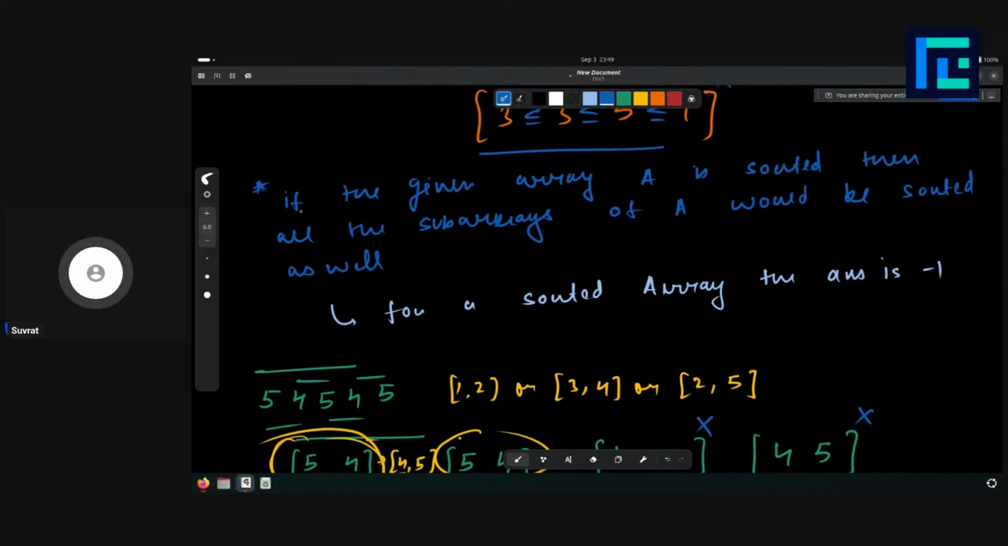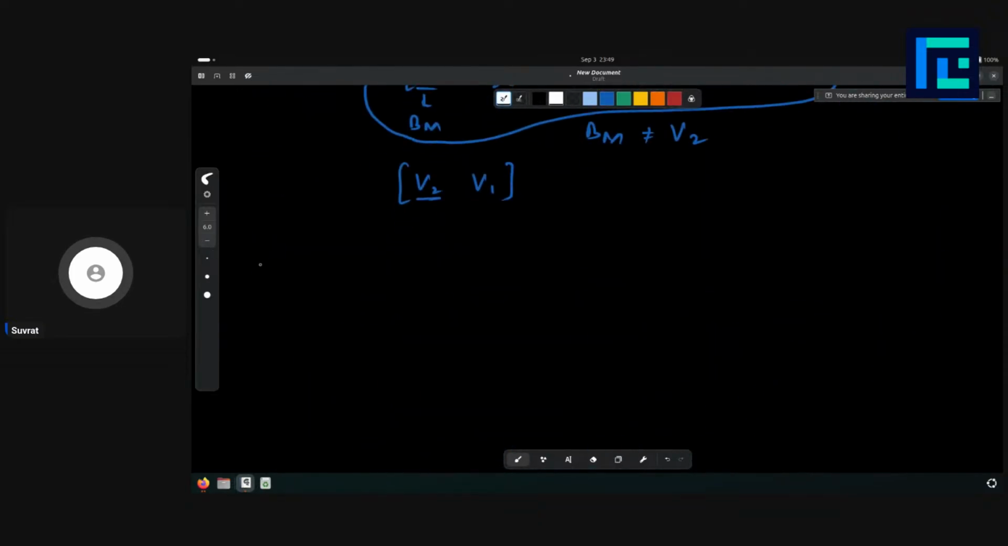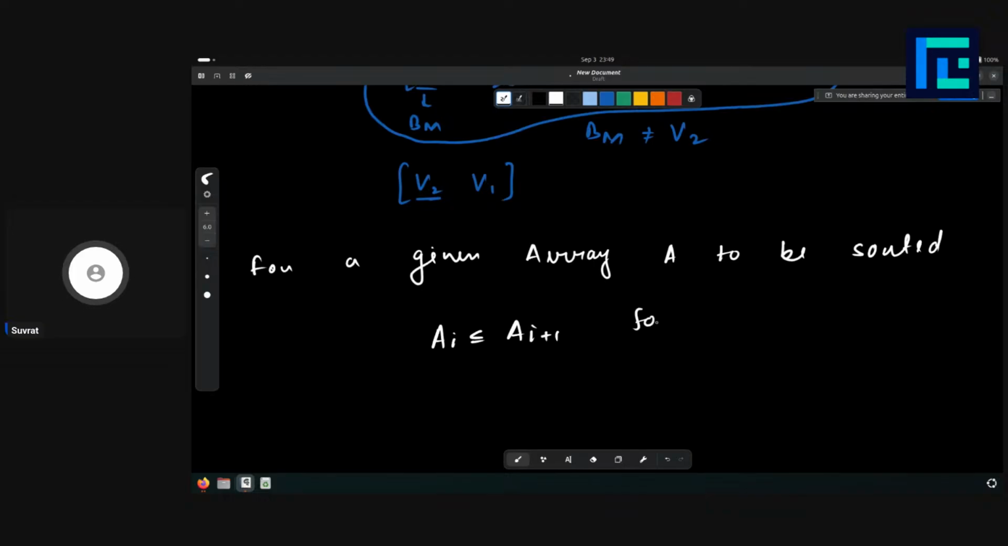So the last observation that we made was if the given array A is sorted, then all the subarrays of A would be sorted as well. So what is the condition for a given array A to be sorted? For a given array A to be sorted, ai should always be less than or equal to ai plus 1 for all i belongs to 1 to n minus 1.